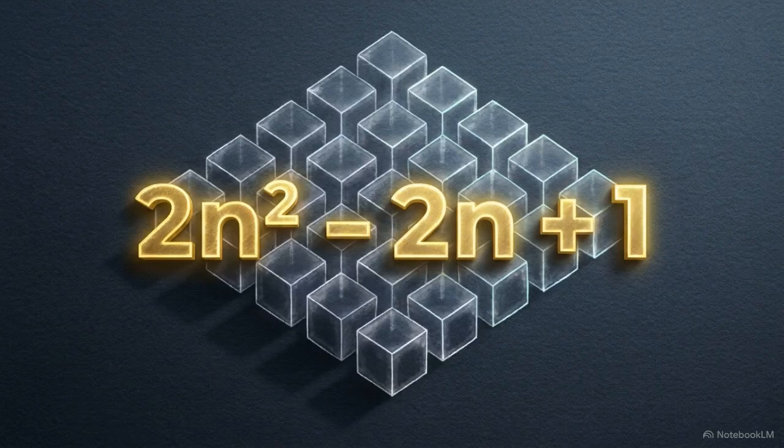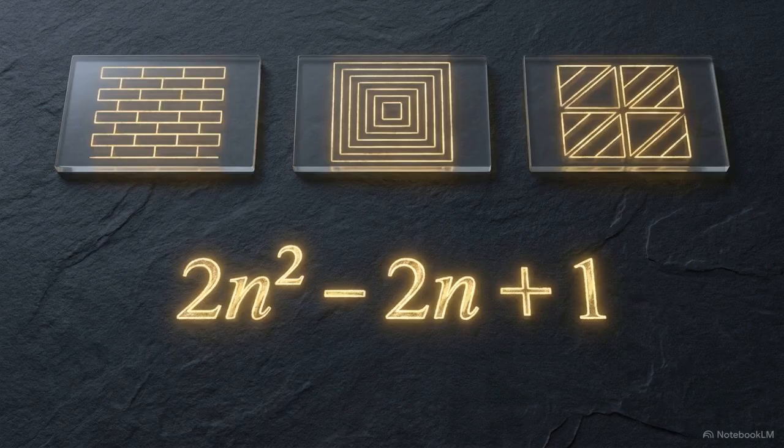As those different physical representations fade away, the math remains. This polynomial describes the constant properties of the construction. Whether we count by rows, rings, or diagonals, the mathematical result remains the same.